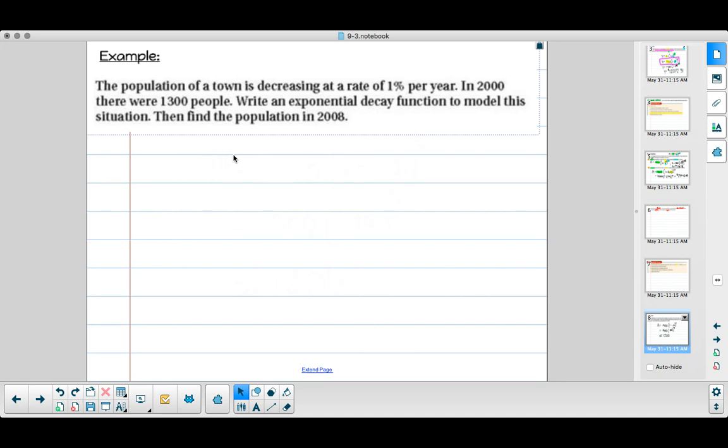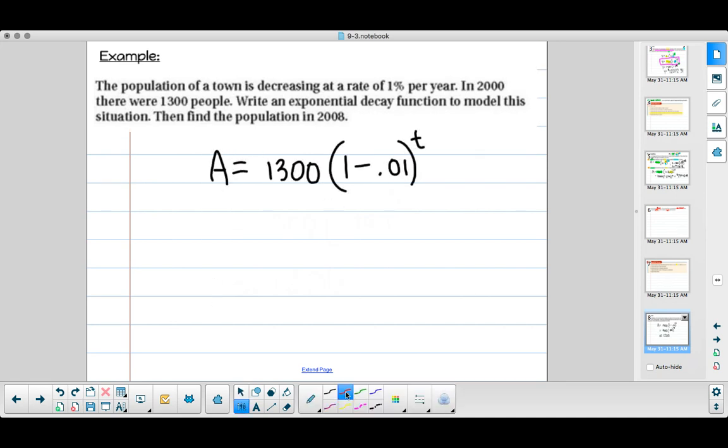So we're going to start with a equals, and then again, it's always your starting amount or your initial amount, which in this case is 1,300. And now for this formula, it's going to be the percent written as a decimal, which would be 0.01, but you're subtracting that from 1 instead of adding it to 1. And it's to the t power. Again, if we were answering this first part, write the exponential decay function, this is what the function looks like.